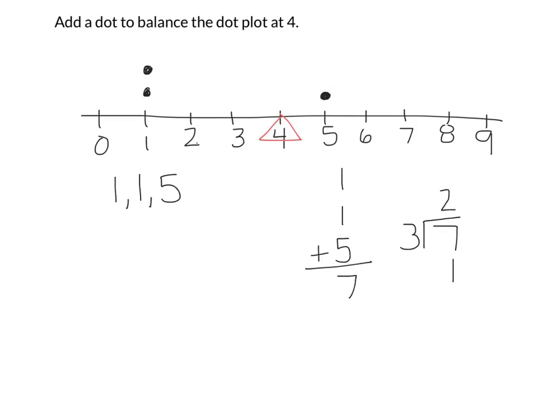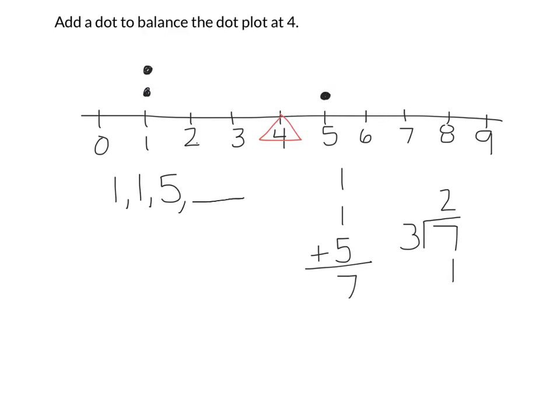Could keep going through the math, but basically I can see that this is definitely not going to be 4. So right now this does not balance at 4. So I need to add 1 more dot so it balances at 4. So the mean is 4.